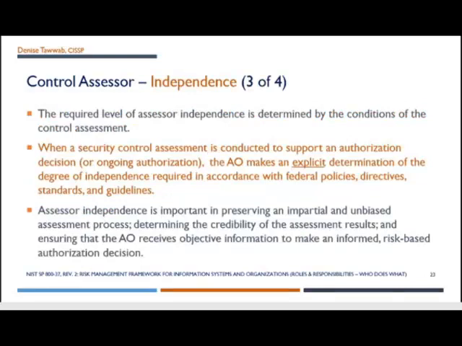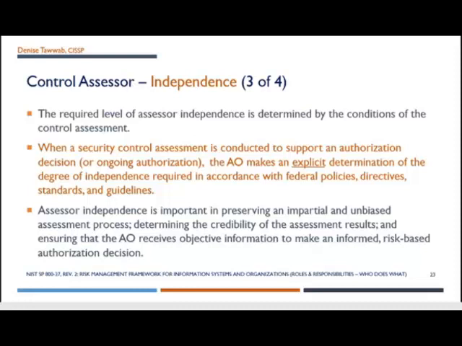Now let's talk about control assessor independence. The required level of assessor independence is determined by the conditions of the control assessment. When a security control assessment is conducted to support an authorization decision or an ongoing authorization, then the authorizing official makes an explicit determination of the degree of independence that is required in keeping with federal policies, directives, standards, and guidelines.